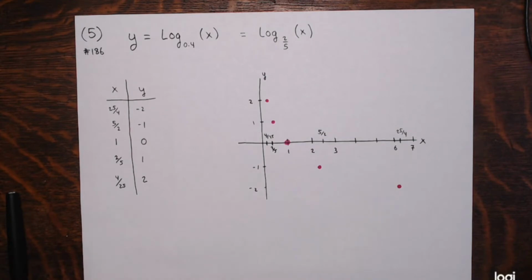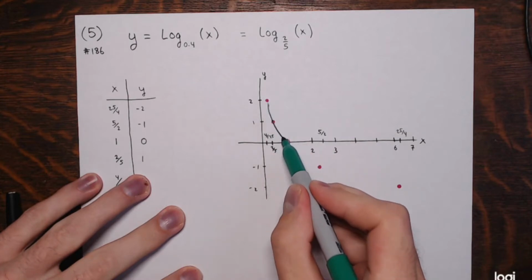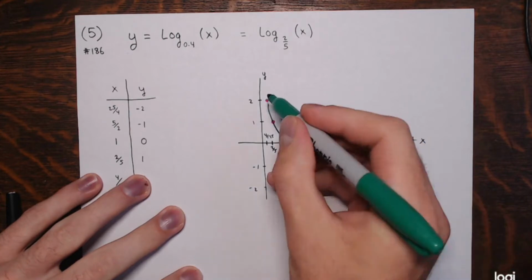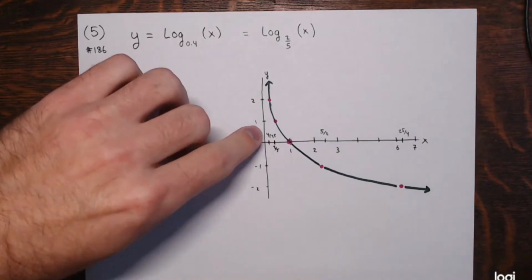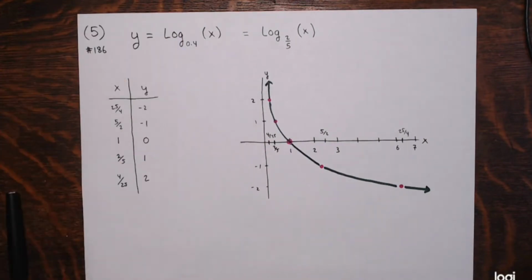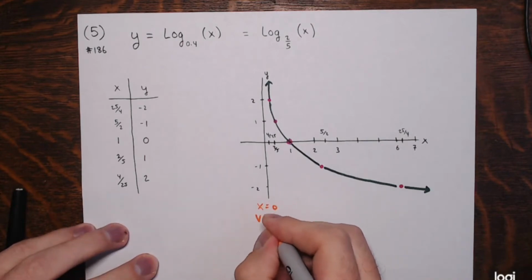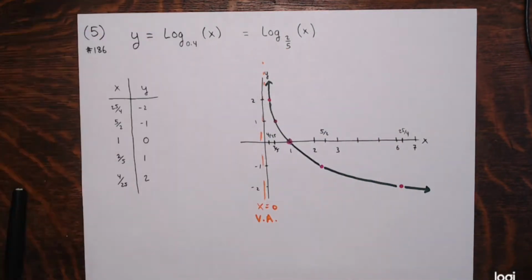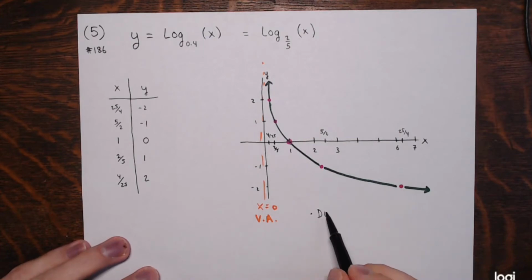So again, it's doing that decreasing thing, where as you move to the right, as x increases, the y value decreases. And as x gets really tiny, the y value would get really large. Again, you have the y-axis, x equals 0 is a vertical asymptote. The graph will get closer and closer to the y-axis as you go up, but never actually touch it. And once again, this is a decreasing function.